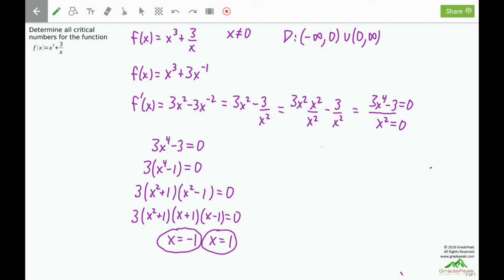Now we work with the denominator equal to 0. X squared equals 0. Take the square root of both sides, x equals 0. We check to see whether this is in the domain. The domain is all real numbers except for 0. We have a 0 here. That's not in the domain. We cross it out. It's not one of the critical numbers. And we have x equals negative 1 and x equals positive 1 as the critical numbers for the function.